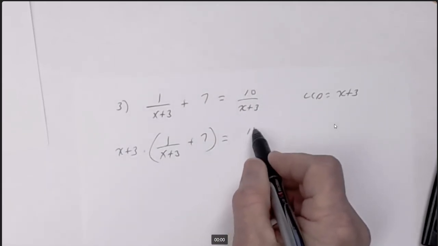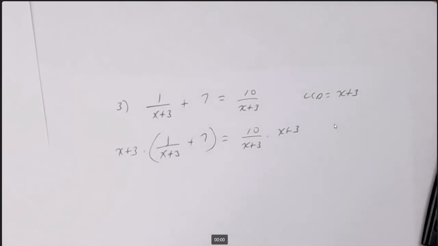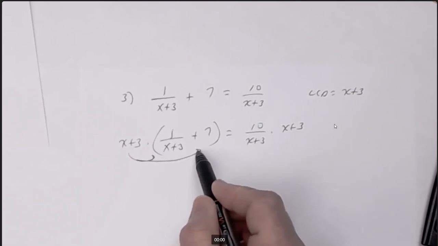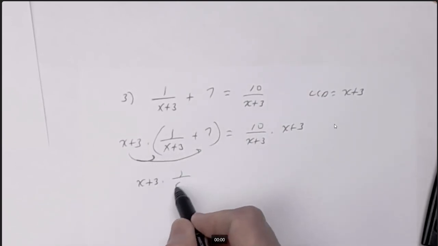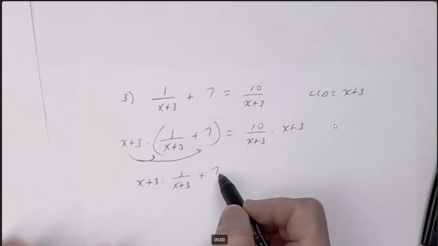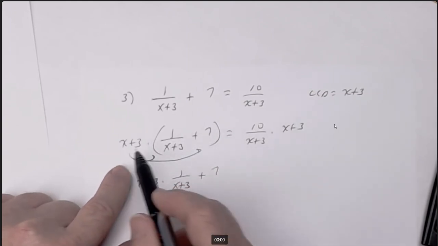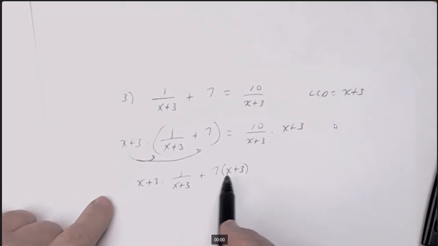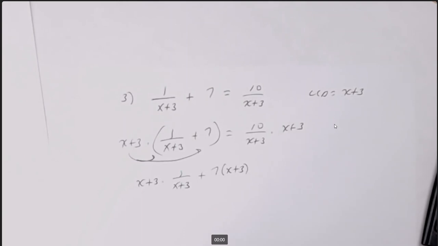All right, and now you use your distributive property. So I get x plus 3 times 1 divided by x plus 3 plus 7. Now be careful. So this 7 is multiplied by all of this. So you've got to put all of that in parentheses, just like this: 7 times (x plus 3) in parentheses equal, and I'm going to just rewrite this over, 10 divided by x plus 3 times x plus 3.